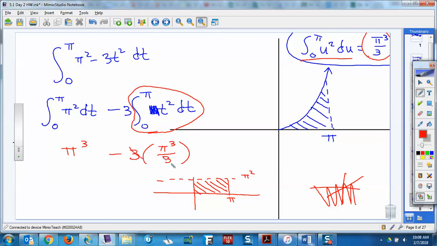Okay, anyway, right here, the 3's cancel. Pi cubed minus pi cubed, we get 0. So that's how we would use the formulas. We would split that apart, pull that 3 out. But when you have a number only in here, it's just a horizontal line, okay?